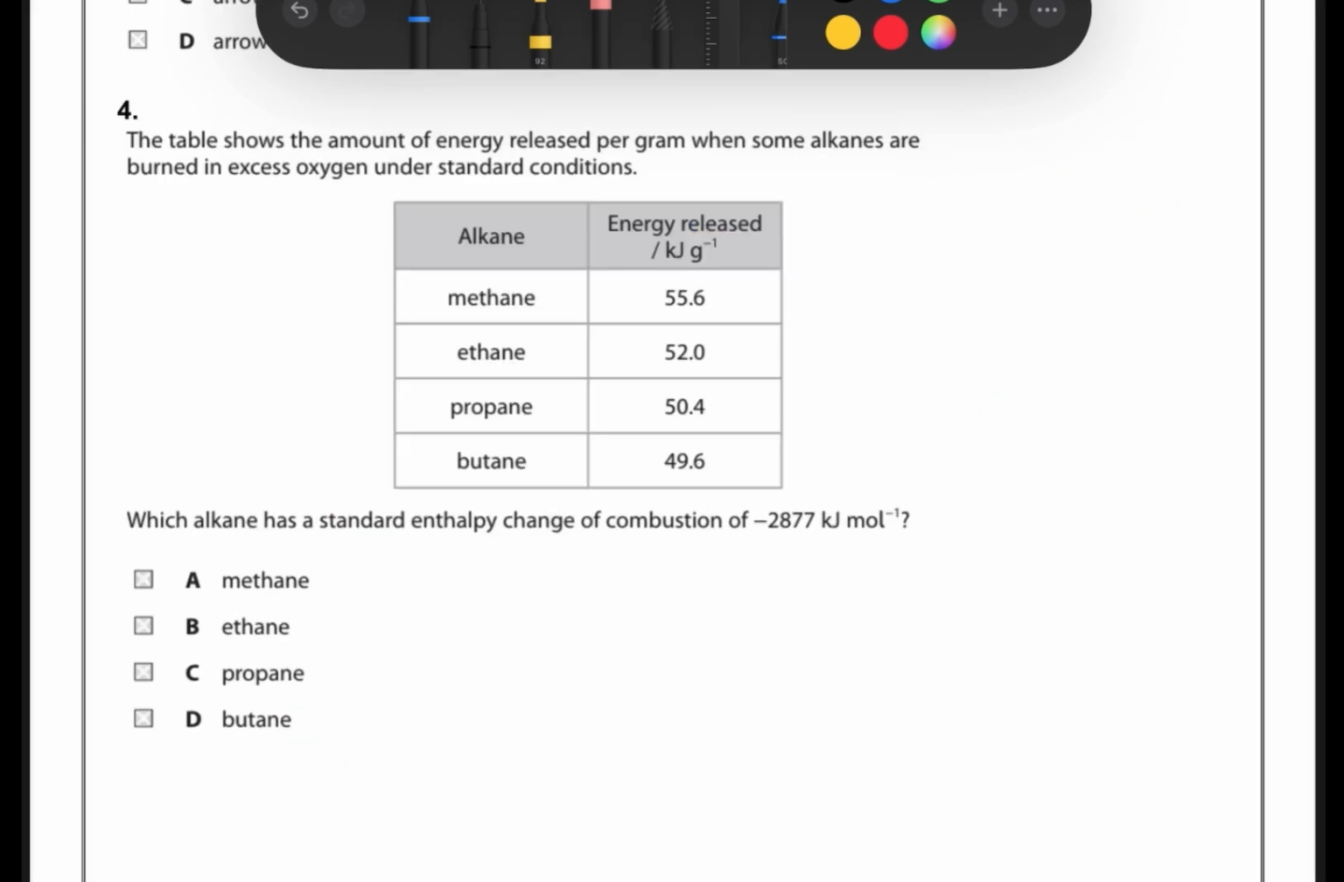Let's think about question 4, and it says the table shows the amount of energy released per gram when some alkanes are burned in excess oxygen under standard conditions. The question says, which alkane has the standard enthalpy change of combustion of negative 2877 kilojoules per mole? If you look at the table, the unit here is given in kilojoules per gram, and we need to change it from kilojoules per gram to kilojoules per mole.